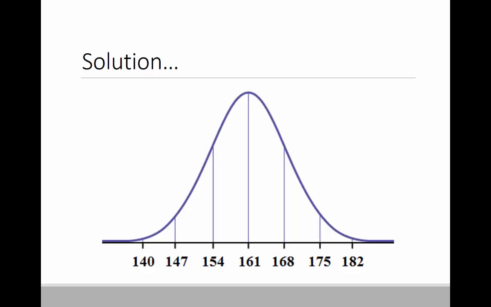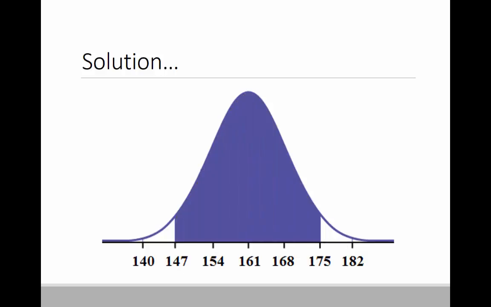Once again, we're going to begin with our normal distribution and the mean and standard deviations labeled correctly. We are interested in the percentage of women that fall between 147 and 175 centimeters in height. This indicates that we are looking at the percentage of women that fall within 2 standard deviations of the mean. So based upon the empirical rule, we can conclude that approximately 95% of the women are going to be between 147 and 175 centimeters in height.